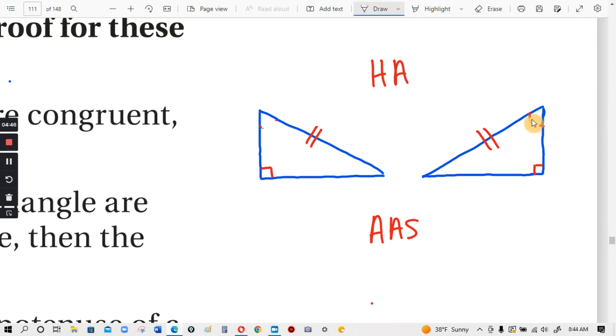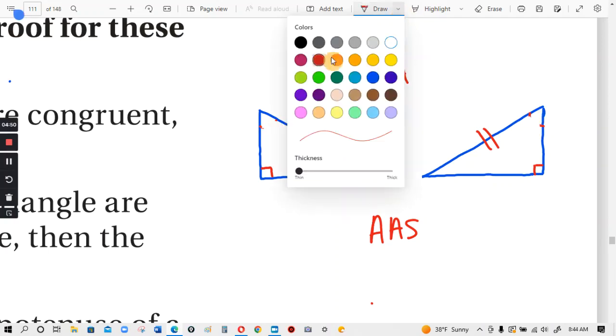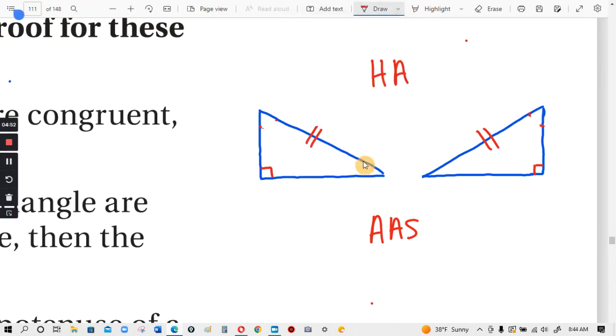So instead of this angle, we're going to do hypotenuse-angle with the other angle. If we did this one right here and this one right here, it is still going to be angle, angle, side. The side is not in between the two angles. So either way, it's going to be angle, angle, side. So HA is really something we already learned. It's just that one of the angles is a right angle.